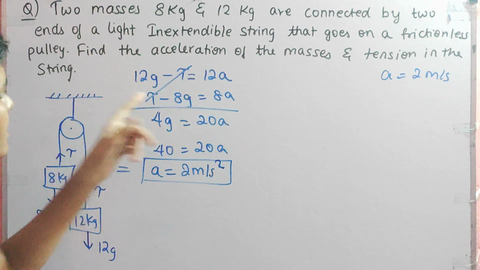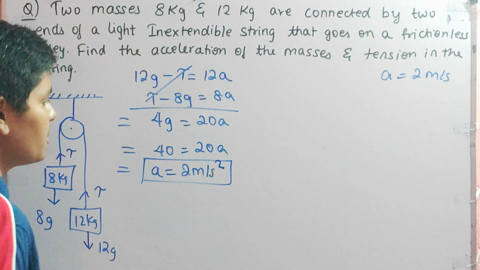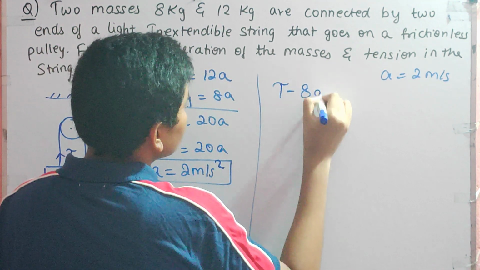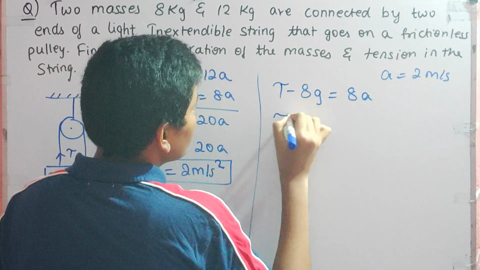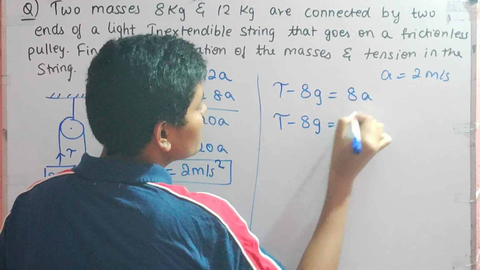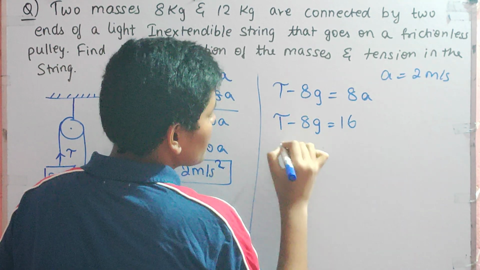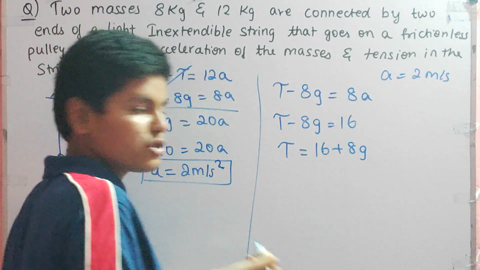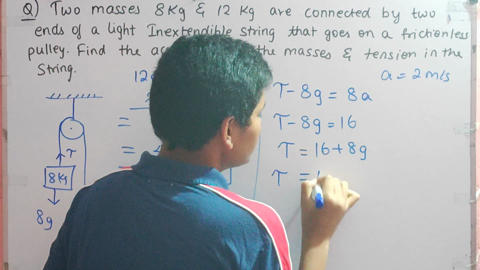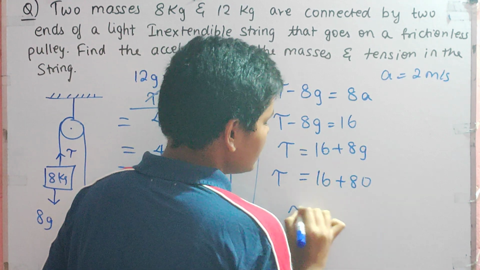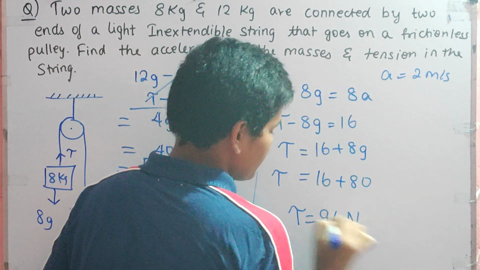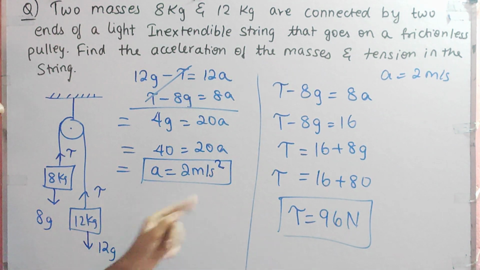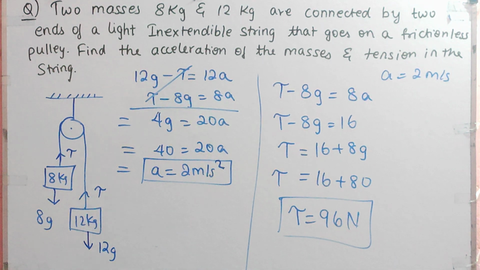So for tension, take one equation. Let us assume the second equation: T minus 8g is equal to 8a. T minus 8g is equal to 8 into acceleration, which is 2, so 16. T is equal to 16 plus 8g. The g value we are assuming as 10. So T is equal to 16 plus 80, and T is equal to 96 Newton. This is the value of tension, 96 Newton, and the value of acceleration is 2 meter per second square.